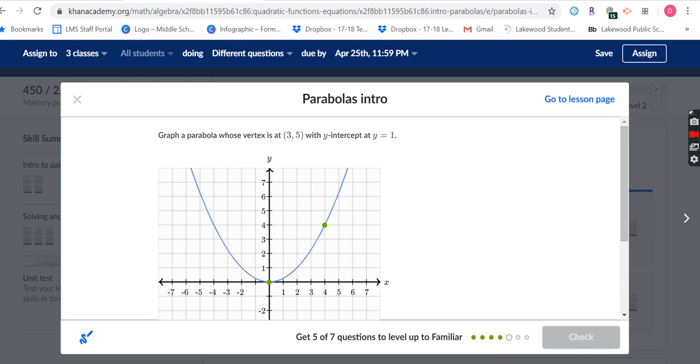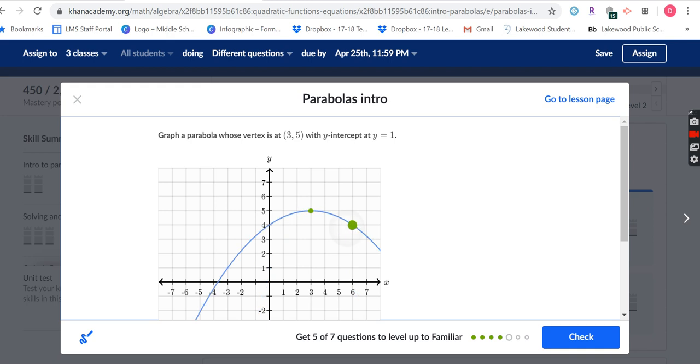Okay. And graph a parabola whose vertex is at (3, 5). We need a vertex at (3, 5). So I put a point up at (3, 5), and it has a y-intercept at y equals 1. Well, if my vertex is all the way up at (3, 5), and I needed to hit the y-axis at 1, it must be a downward parabola, right? That's the only way it could have the vertex up there and hit the y-axis down there, but so far it doesn't touch y equals 1.